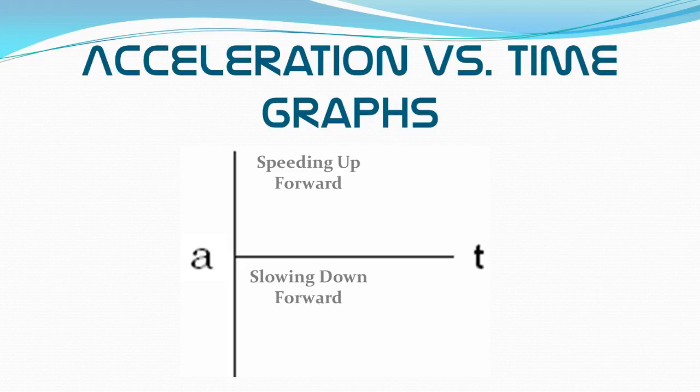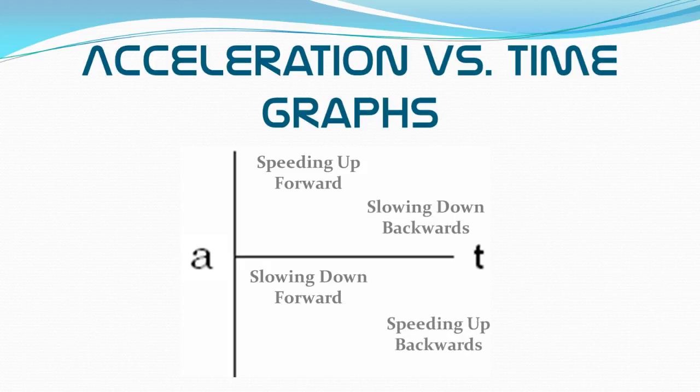If an object's speeding up forward, it's above. If it's slowing down forward, it's below. If it's slowing down backwards, it's above. If it's speeding up backwards, it's below.